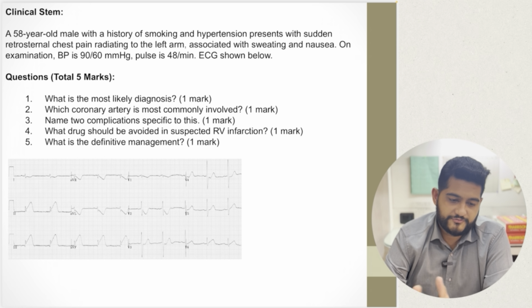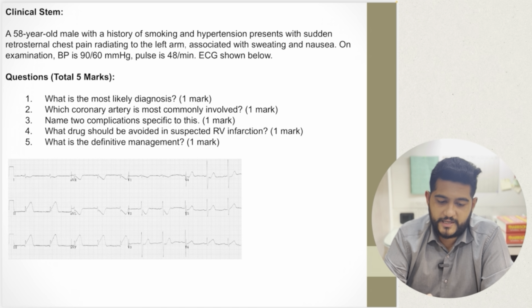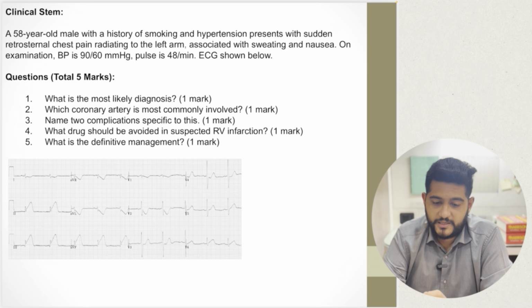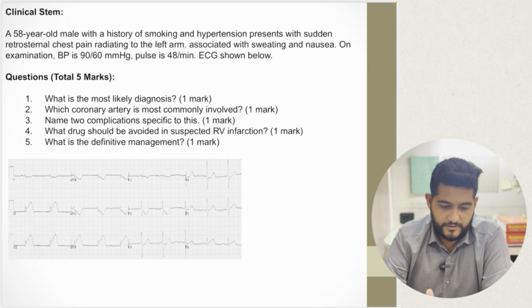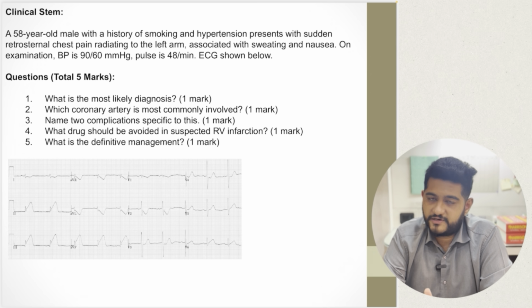Then the next question: a 58-year-old male with a history of smoking and hypertension presents with sudden retrosternal chest pain radiating to the left arm, associated with sweating and nausea. On examination, BP is 90/60, pulse is 48 and ECG is shown. What is the most likely diagnosis? Which coronary artery is involved? Two complications, drugs which should be avoided in suspected RV infarction, definitive management.